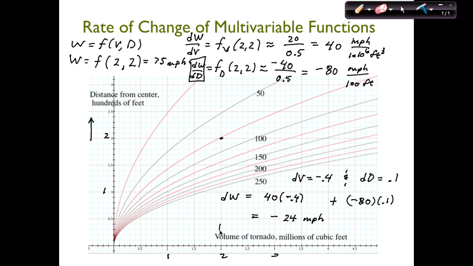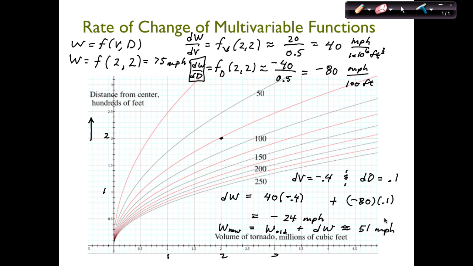Yeah, so new wind speed would equal old wind speed plus the change. That should make perfect sense. Take the wind speed before, add the amount of change, and you'll get a new wind speed, which is? This is all approximate. 51.